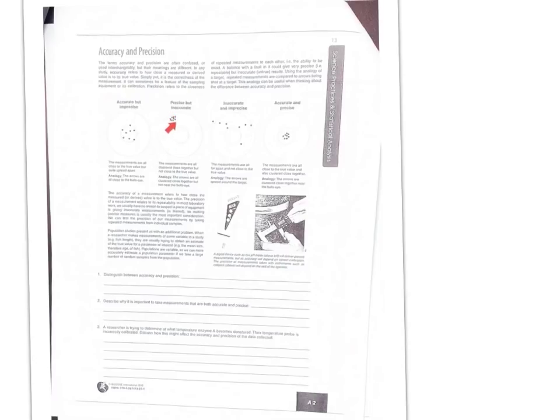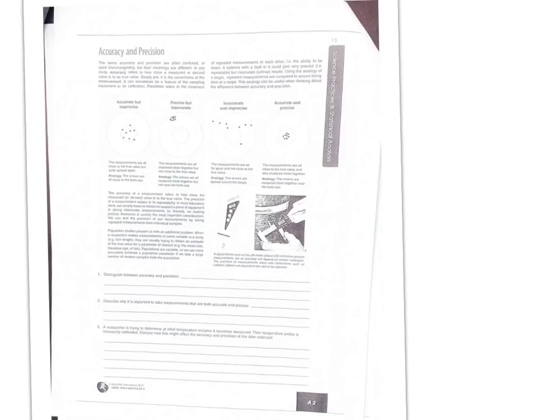But all their different trials were very close together. Even though they're not on target, they're repeatedly close together. They're equidistant from the center of the target. Whereas here, this grouping is less precise. In other words, they're not as close to one another, but they are closer to the center of the target. So that's the difference between accuracy and precision.